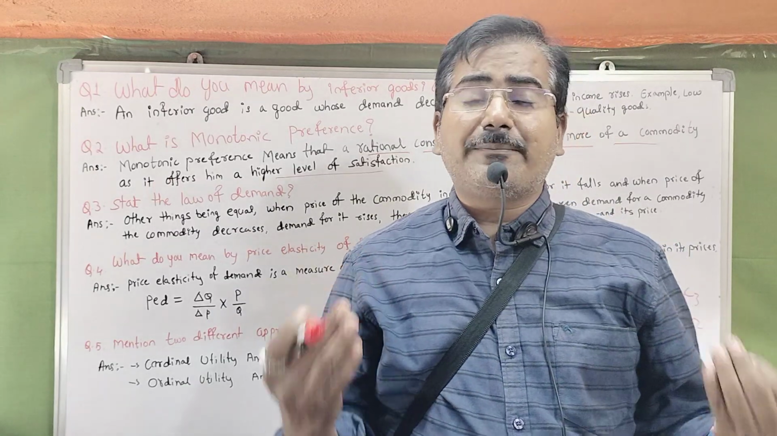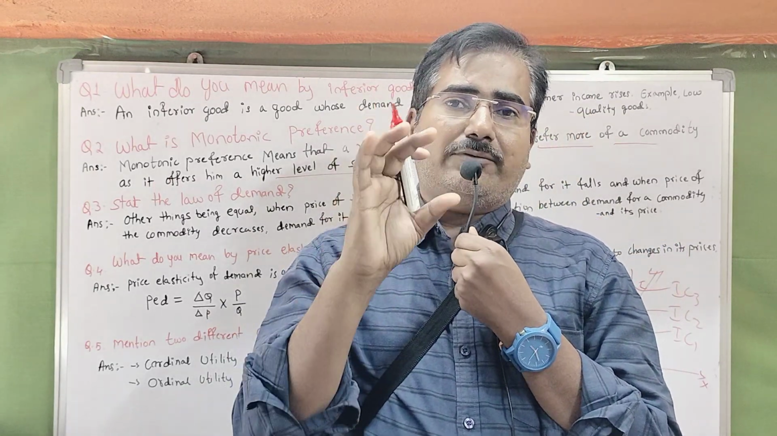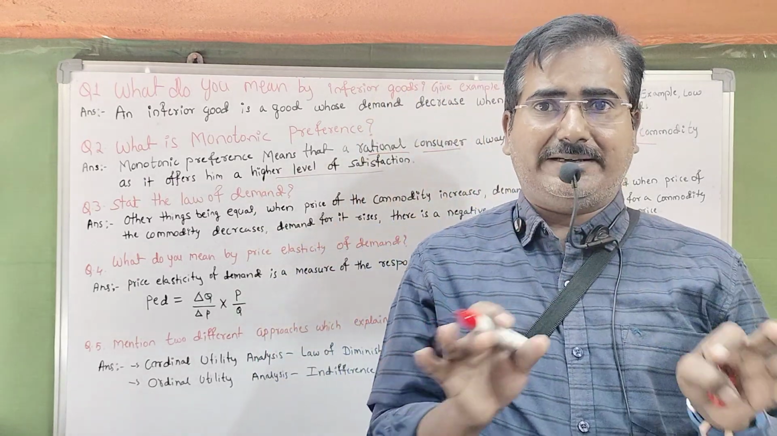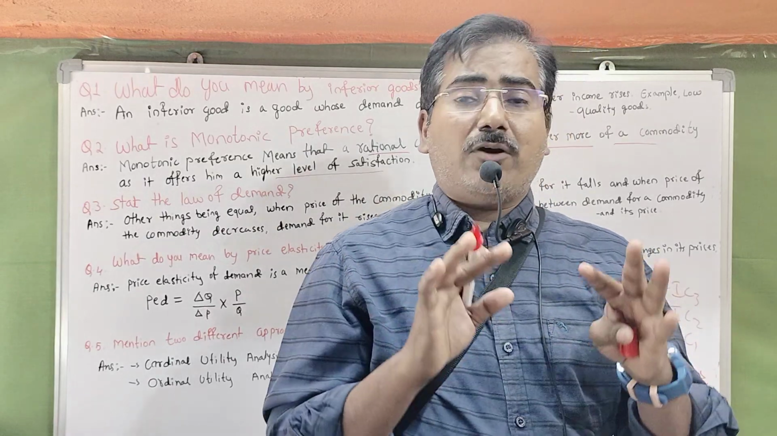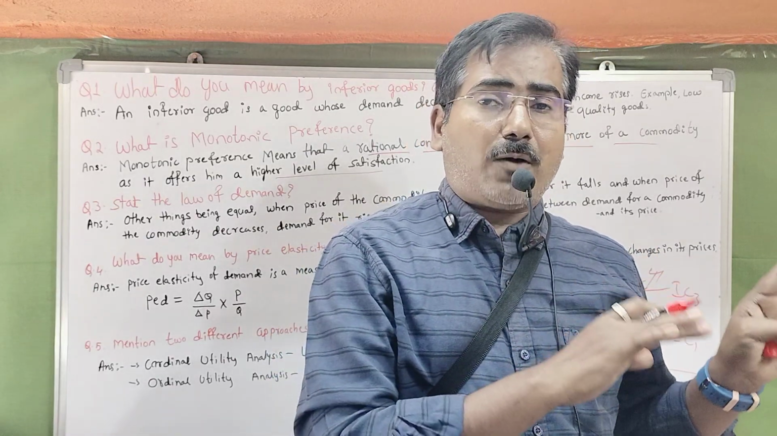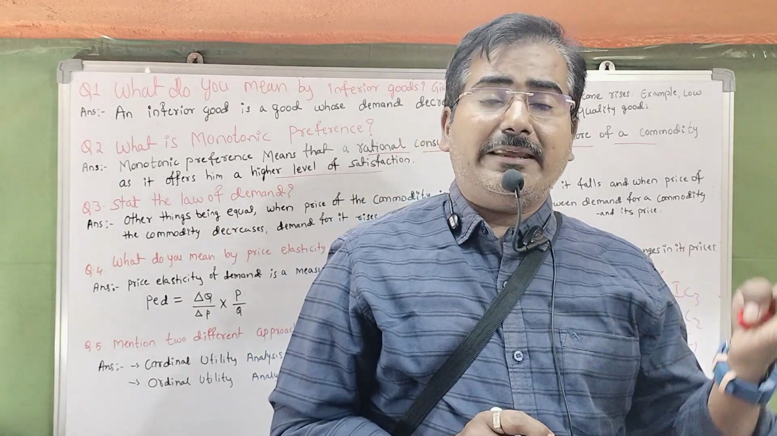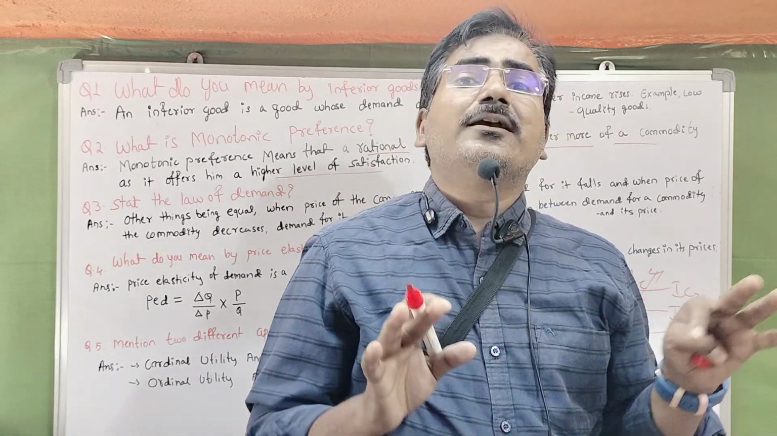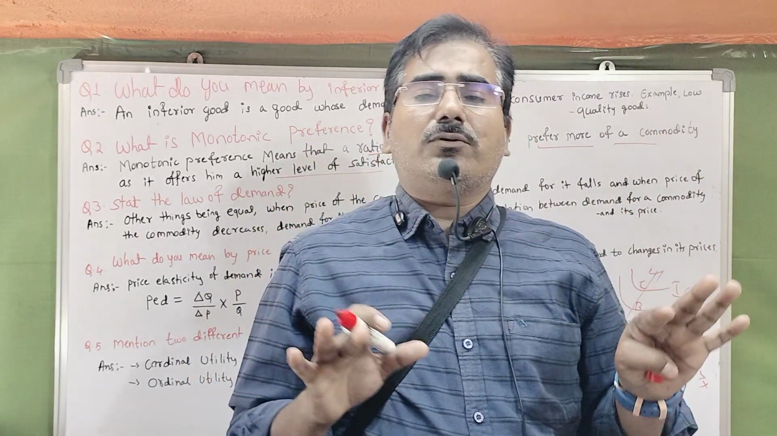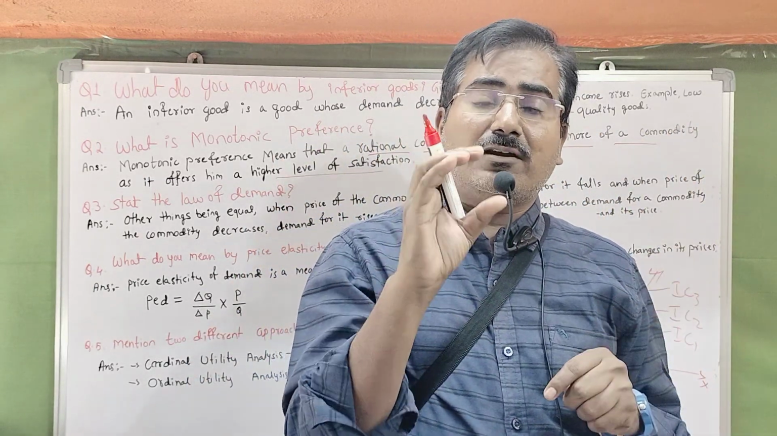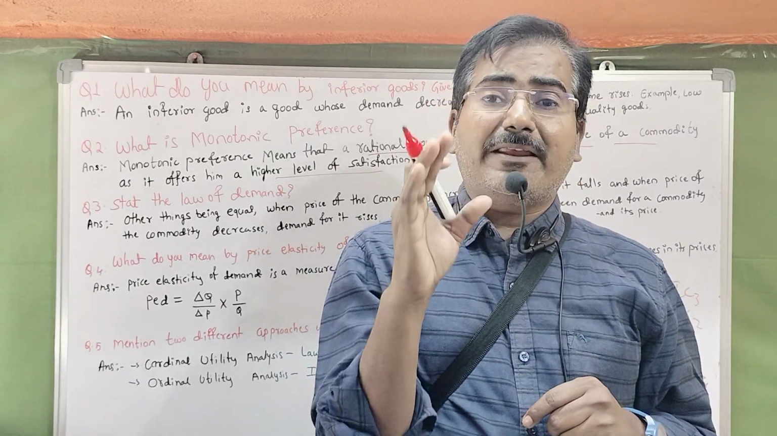Other things remaining constant means, suppose the price of goods is taken as constant, and the market condition is also constant, and there will not be any problem in the economy, such as wars. So market condition is one of the constants. That is the one phrase that is taken as most important: other things remaining constant.